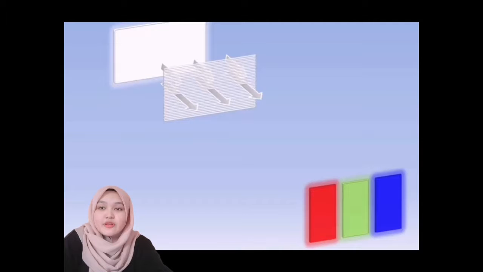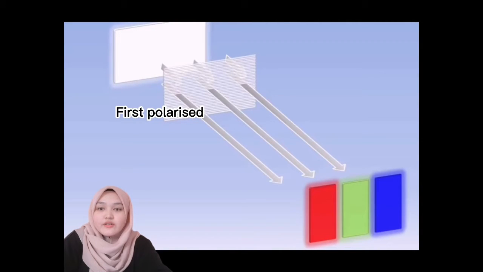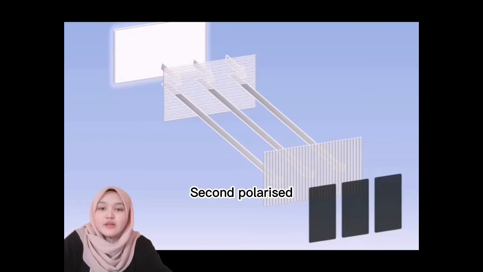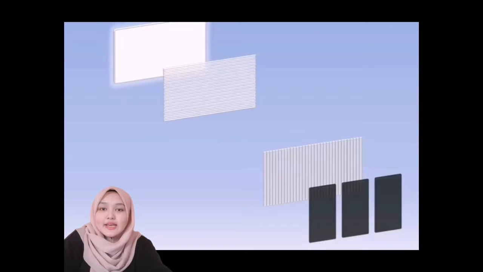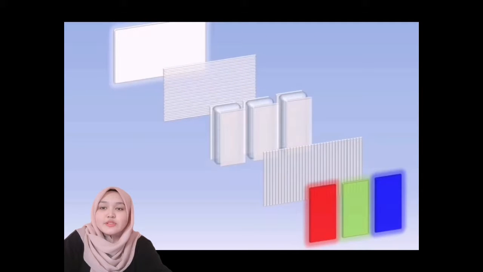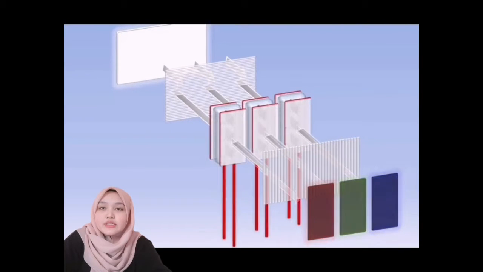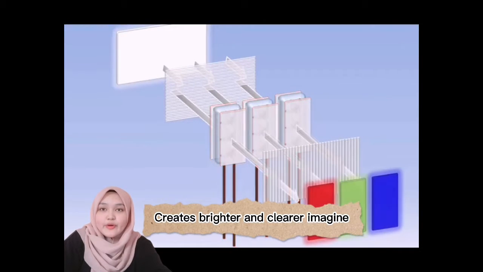The first polarizer only allows light in a certain pattern or orientation to pass through it. Note that it is only in a horizontal pattern. The second polarizer only allows light to pass through in the vertical axis and will block any extra light, so no light passes through the color filter. This is able to create a brighter and clearer image formed on the LCD.